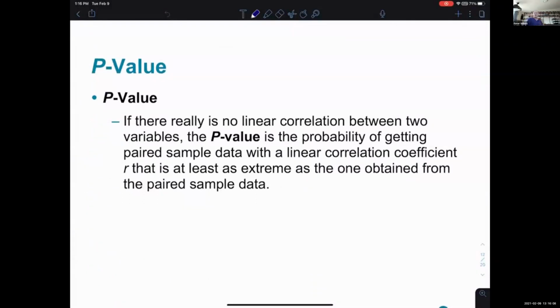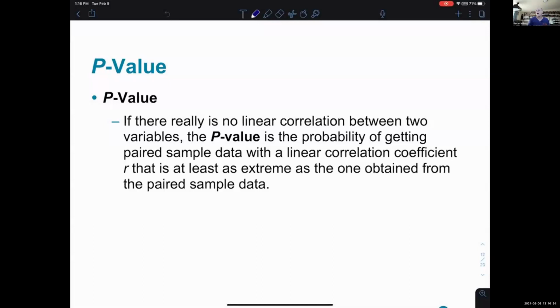If there really is no linear correlation between two variables, the p-value is the probability of getting paired sample data with a linear correlation coefficient R that is at least as extreme as the one obtained from the paired sample data. I would believe that that statement makes sense to absolutely no one.